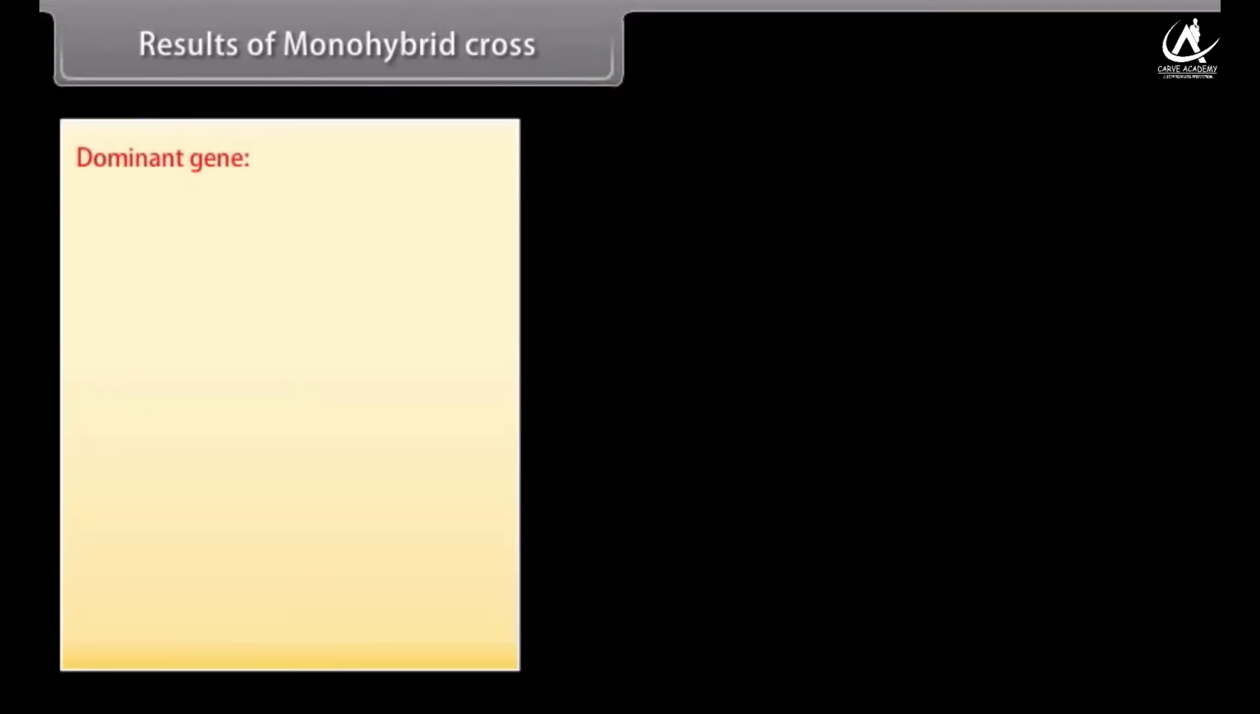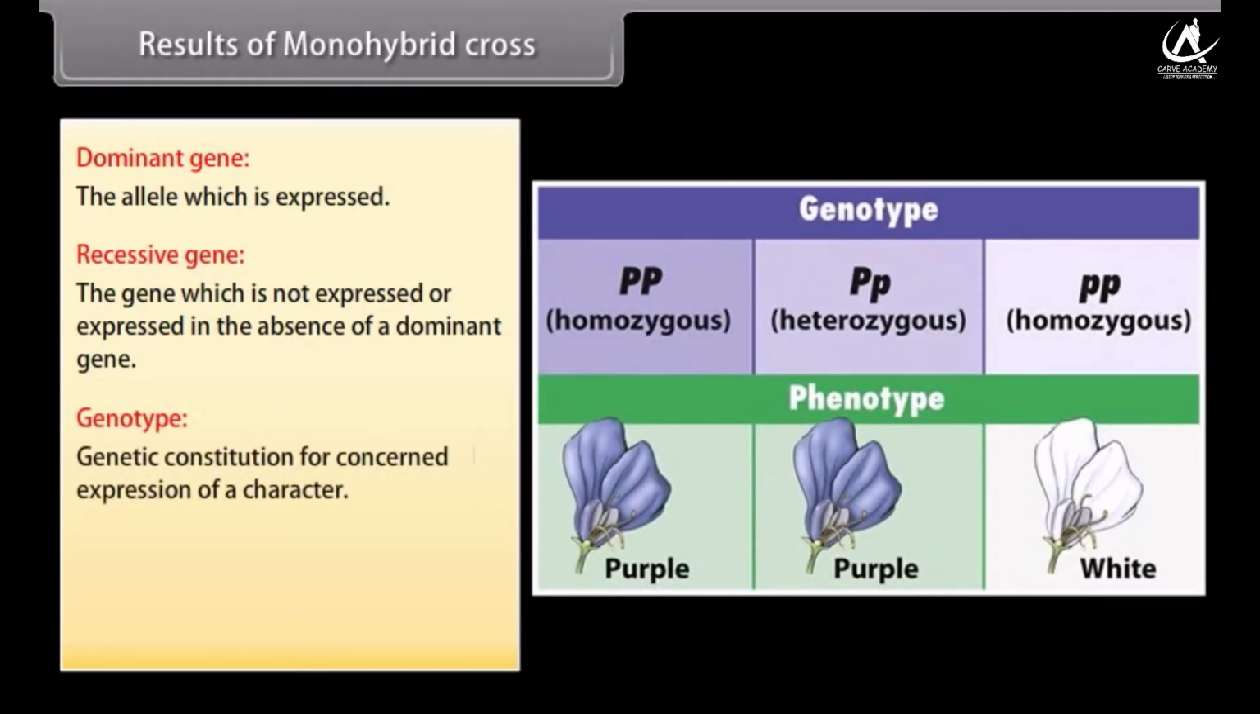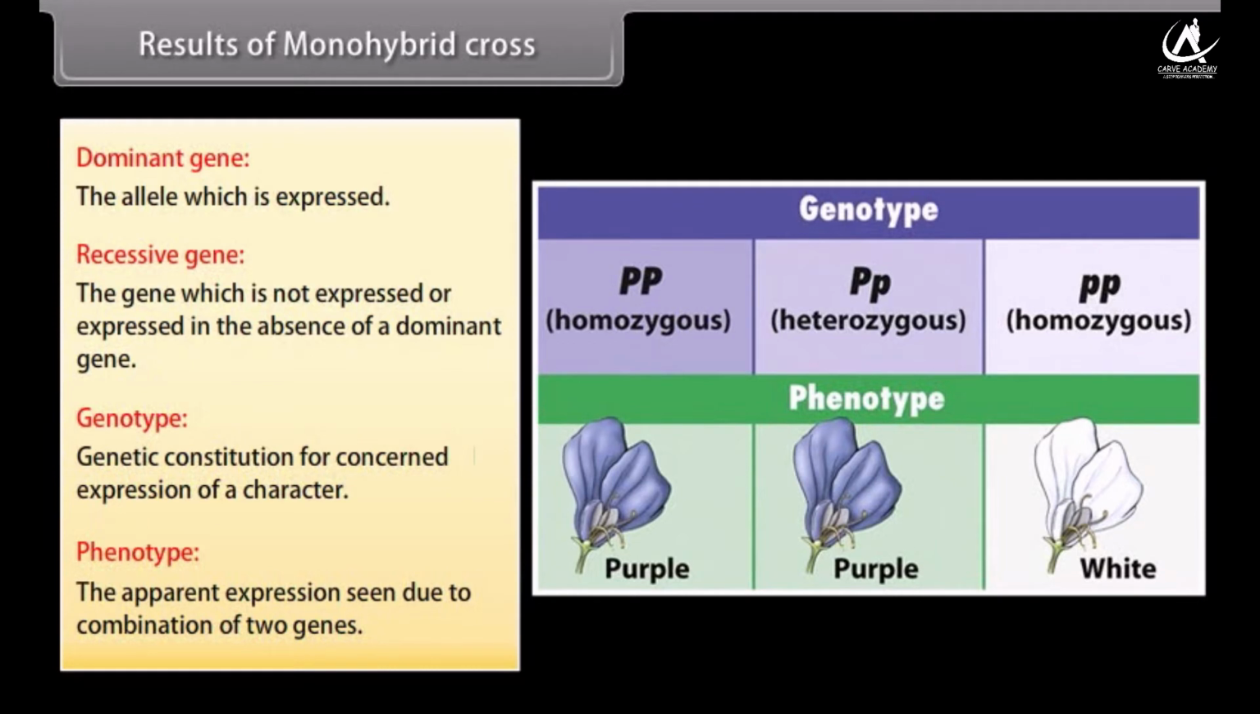Results of monohybrid cross. Dominant gene, the allele which is expressed. Recessive gene, the gene which is not expressed or expressed in the absence of a dominant gene. Genotype, genetic constitution for concerned expression of a character. Phenotype, the apparent expression seen due to combination of two genes.